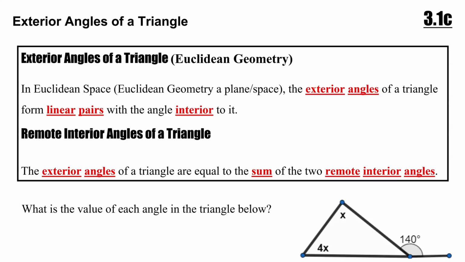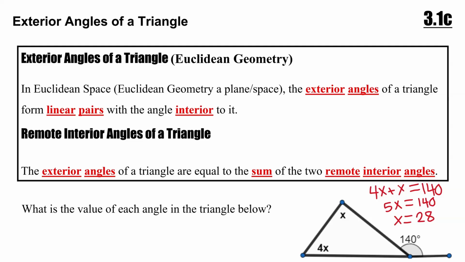The problem below asks to find the value of each angle. This means that this is a multi-step problem, where you will have to first find the value of x, and then use the value of x to find the measure of each angle. By the exterior angle theorem, 140 is equal to the two remote interior angles, x and 4x, so 4x plus x equals 140. This becomes 5x equals 140. Finish solving the equation by dividing both sides by 5 to get x equals 28.